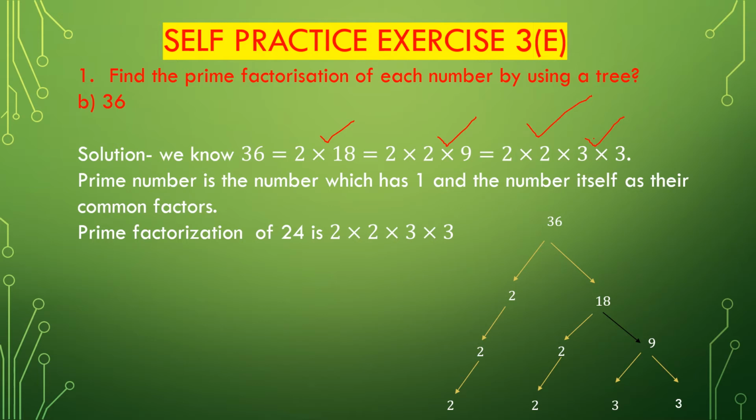Prime factorization of 36 is 2 multiplied with 2 multiplied with 3 multiplied with 3. And we have to represent this prime factorization of the number 36 using the prime factor tree. 36 is 2 multiplied with 18. Then 18 is 2 multiplied with 9. Then 9 is 3 multiplied with 3.